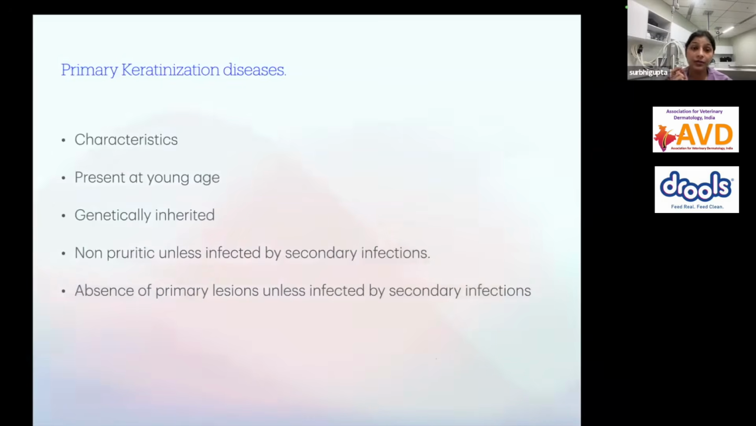So you are not going to see any pustule or papule; the leftover epidermal corneocytes are forming the scales. The scale itself acts as the primary lesion. These are three or four things you should always keep in mind while thinking about a case as a primary keratinization disorder.